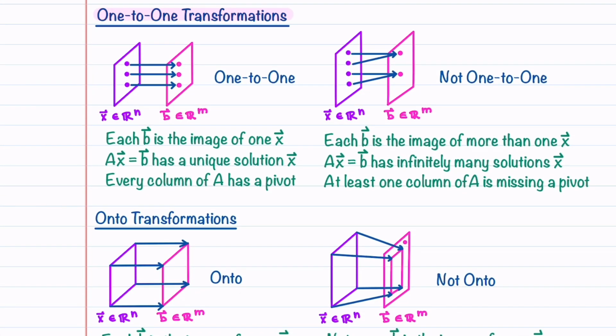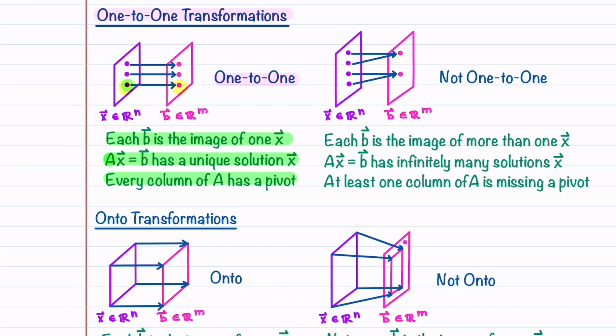Let's first look at one-to-one transformations. I have this pictured here. When a transformation is one-to-one, each b is the image of one x. Let me see if I can highlight that. So here's a b, and it is the image of one x. Likewise, Ax is equal to b has a unique solution x. And practically, we can tell that this is going to happen because for a one-to-one transformation, every column of A has a pivot, and that's because we have a unique solution x.